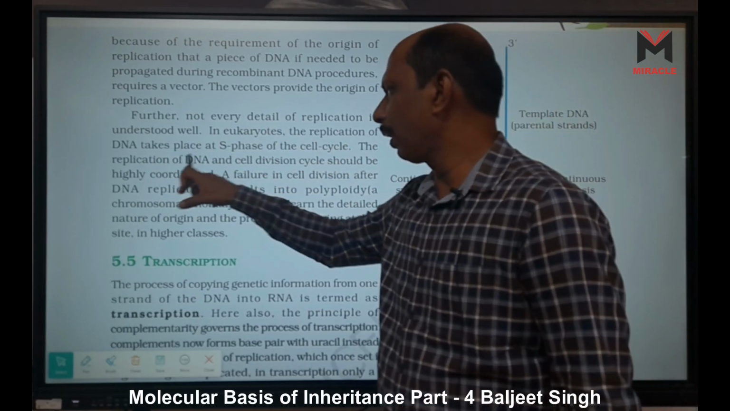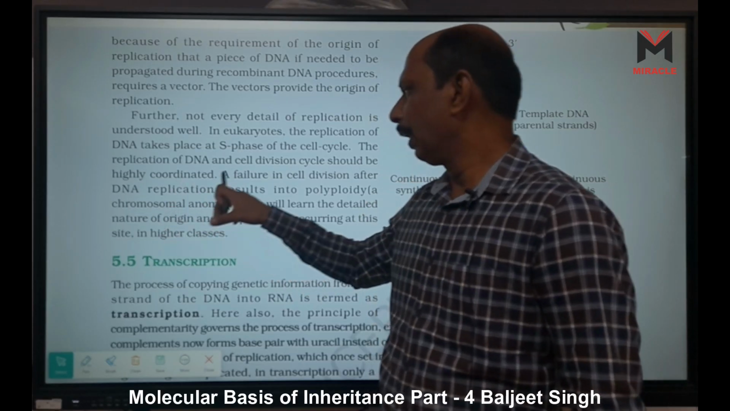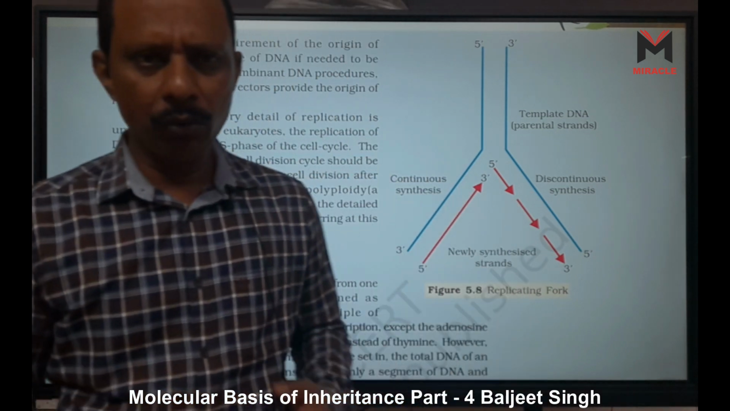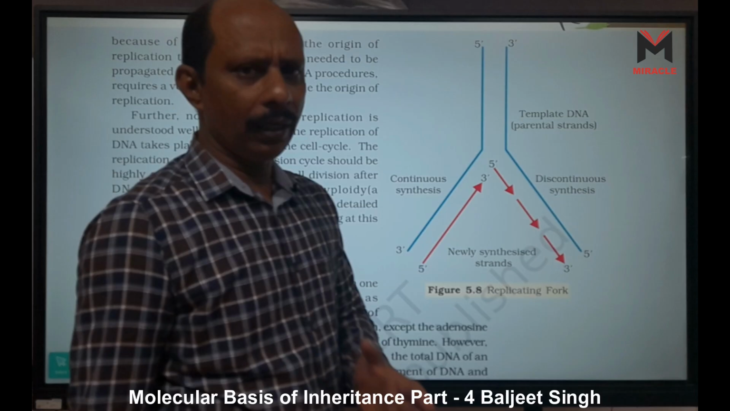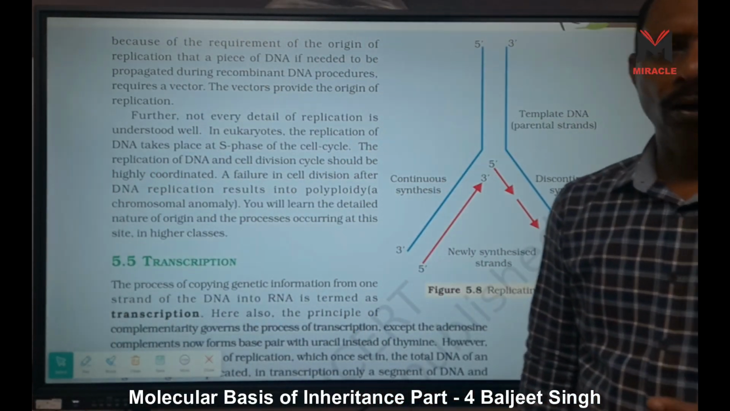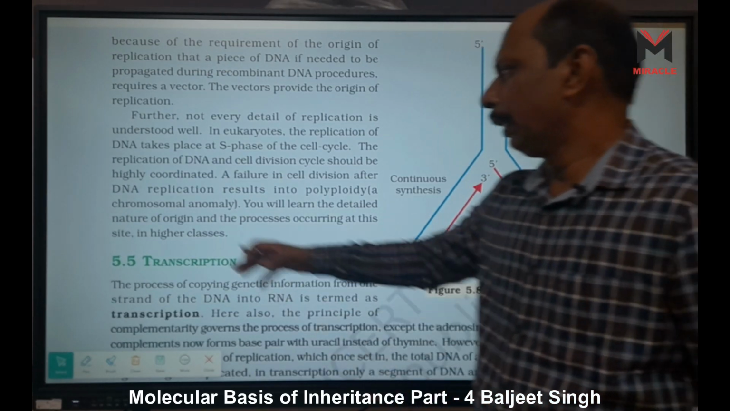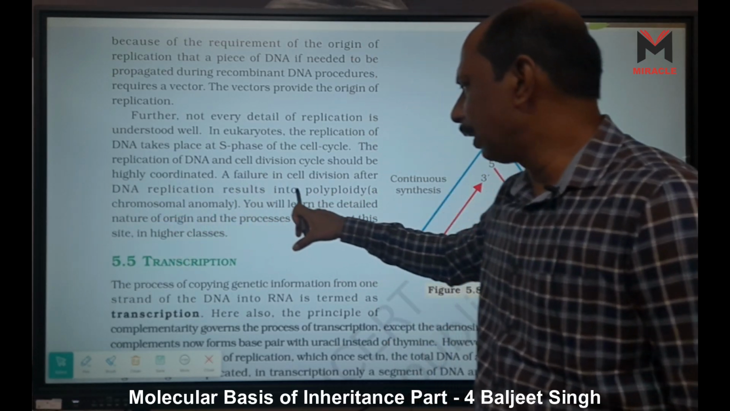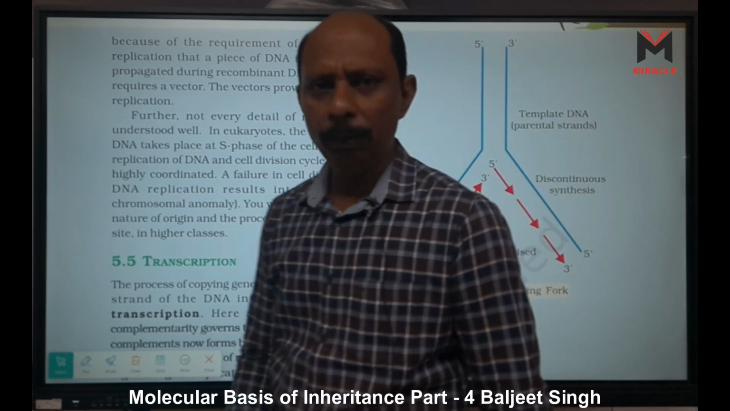The replication of DNA and the cell division cycle should be highly coordinated because it is genetic. Suppose a cell goes into the G1 phase, then passes into the S phase. S phase means the DNA content gets doubled, it becomes 4n, right? But this cell cannot undergo cell division or cytokinesis. Then what happens? A failure in cell division after DNA replication results in polyploidy. That is a chromosomal anomaly, polyploidy, right?